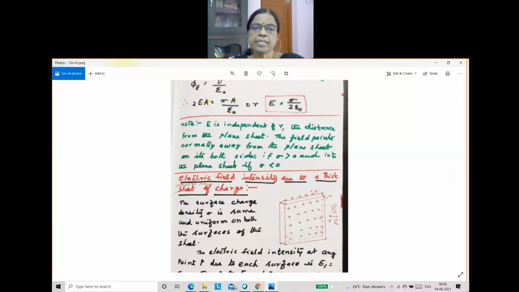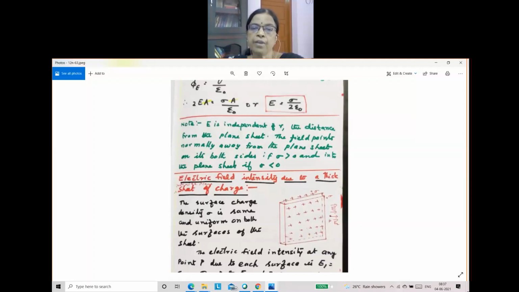E is independent of R. There is no R in this expression. The electric field is independent of R, the distance from the plane sheet. The field points normally away from the plane sheet.